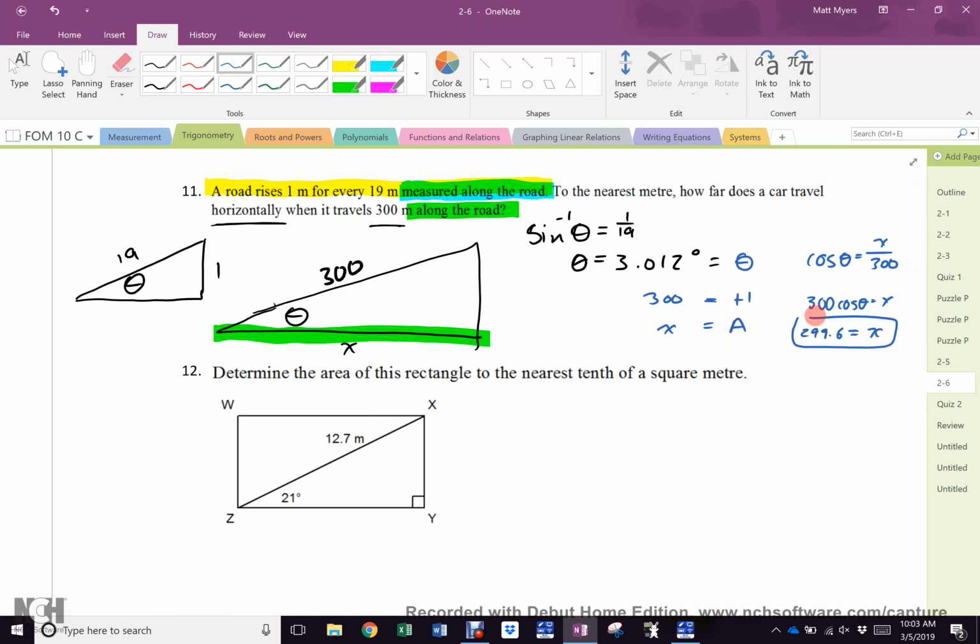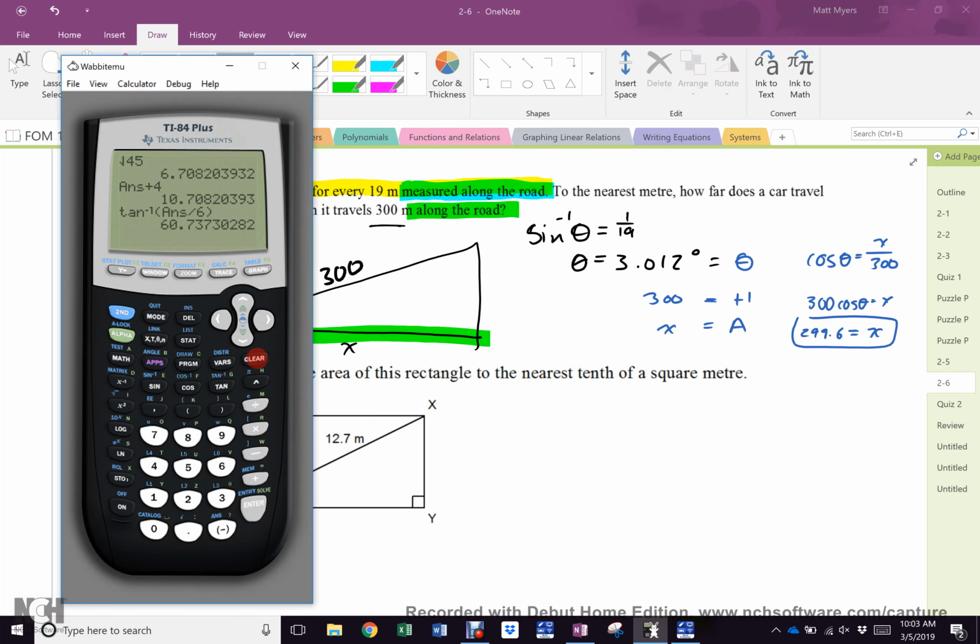And again, this is the type of question that I like to give to see if you actually get what's going on. Yep, if you do Pythagoras for the smaller triangle, you're still going to get 299.6. Watch. It's the square root of 19 squared minus 1 squared, right? 18.97, yeah? So that's the smaller triangle.